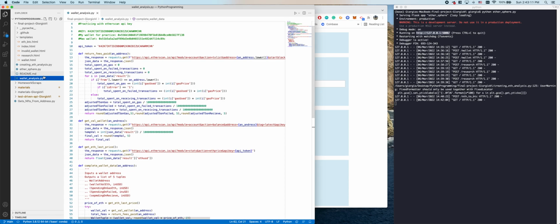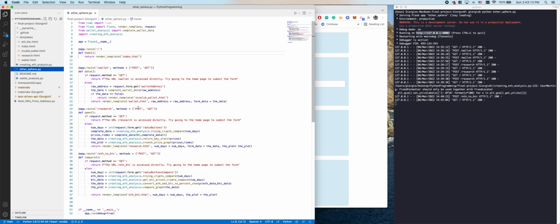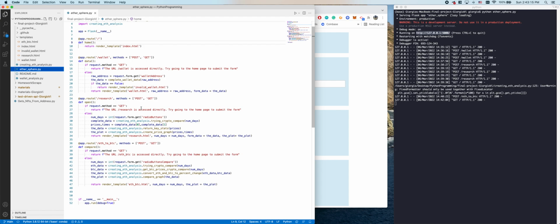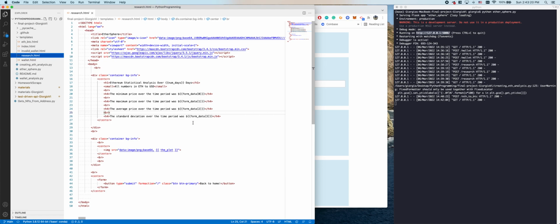And then the next thing we have is the research, which is getting the 30-day moving average, and I use radio buttons. And again, it's simpler. Here on the HTML page, I have the 4 statistics, and then I have the graph.